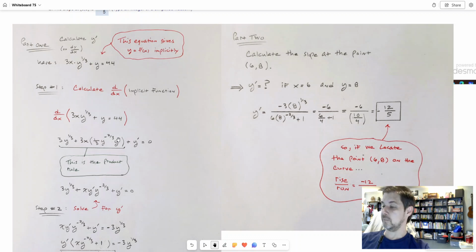But remember, I said we'd multiply all y derivatives immediately by y prime. So this is a 1 y prime. We carry the equals down, and then the derivative of 44, well, 44 is a constant, and the derivative of a constant is 0. Okay, so I get this.